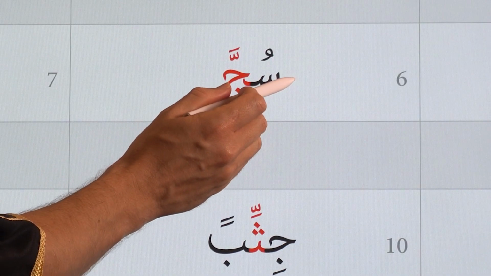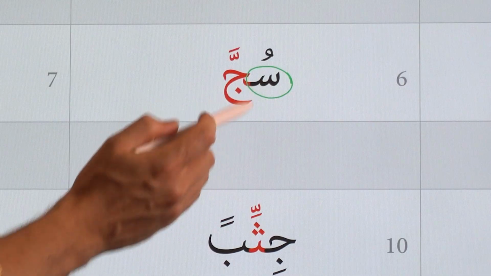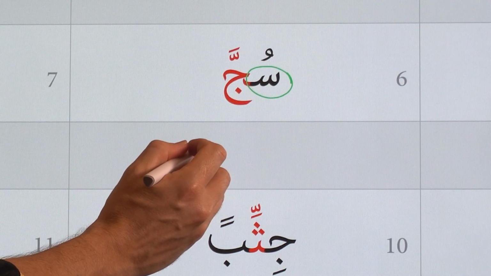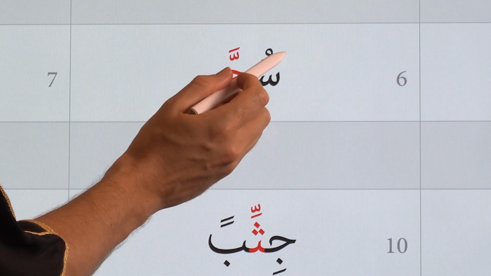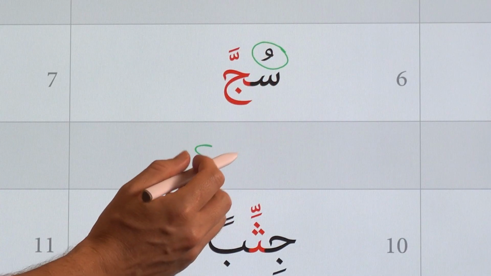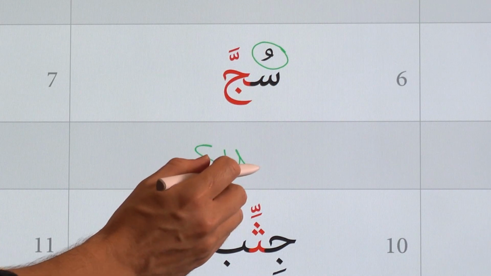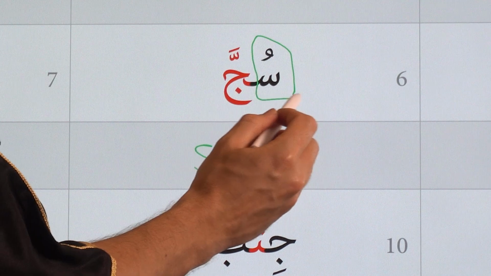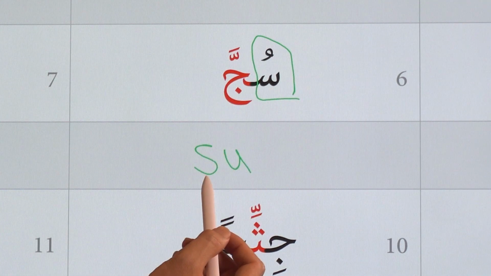Step number 1, as always, we identify the letter. That W shape is the letter Sin. So we write an S for the sin. A loop above a letter is the dhamma. We're going to write a U for the dhamma. So the first letter in harakah sound like su, su.